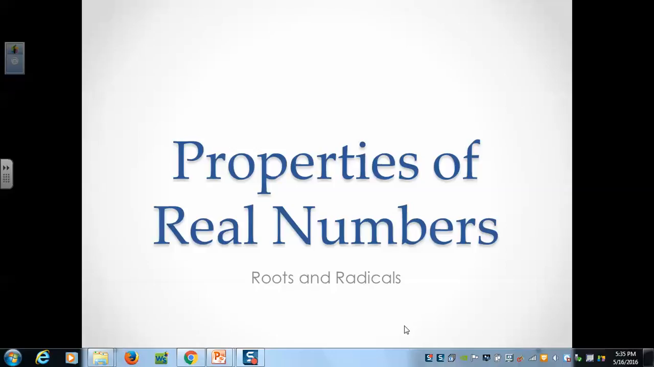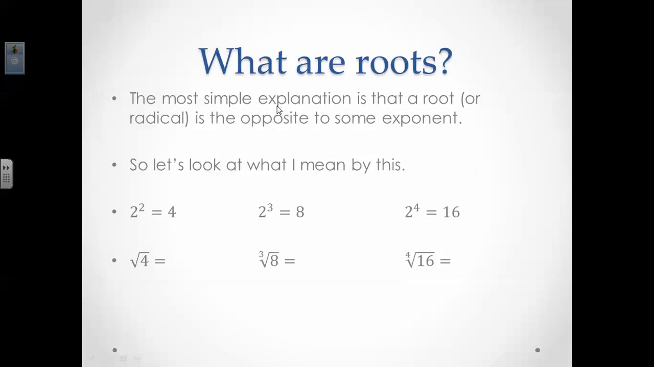Today's lesson is going to focus on roots and radicals, and this is kind of the opposite of our last lesson, which focused on exponents. What's really nice about this is that we get to use what we know about exponents, but just kind of reversing the process. So let's look at what we think of as roots or radicals.